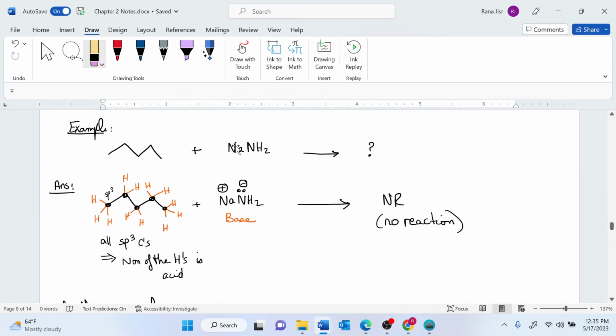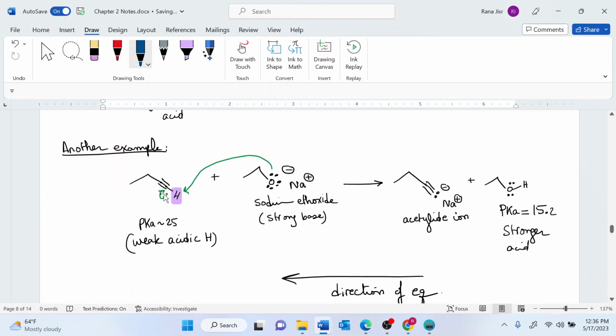Let's have a couple of examples. So let's say we have an alkane, and we are working with a base. The base is sodium amide. Put your charges, please, so that you can know that the nitrogen here has two more lone pairs. Let's go ahead and add these two more lone pairs for the amide. Now this base is going to come and take the acidic hydrogen, but because all the hydrogens are connected to an sp3 hybrid carbon, in this case none of these hydrogens are going to be acidic. So there will be no reaction.